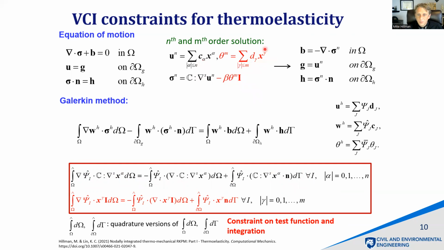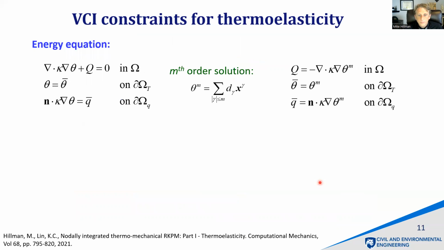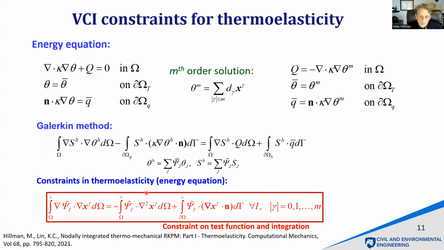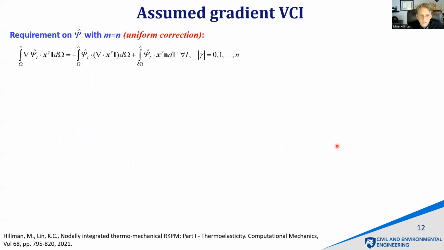So here we've added the temperature field and see what happens. You'll get one more condition on the test function here, in terms of the nth order solution of the temperature field. Okay, you can do the same thing for that energy equation. Plug and chug, and you'll get a condition on the test function that you're using for your energy equation. And again, the quadrature and the nth order solution of the temperature field. So, in hindsight, this isn't a surprise, but it takes some work to figure these things out. So these are the conditions.